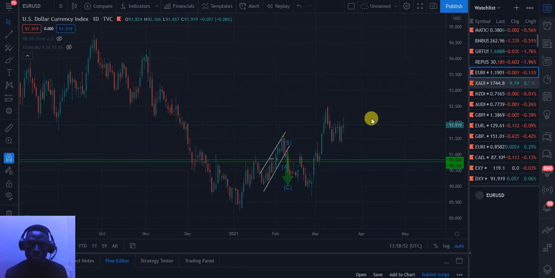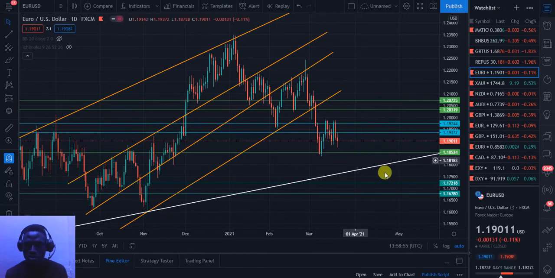So we start with the Euro USD. Last week we expected Euro USD to move up to this particular support level, then retest this level, then come down, then go up. But during this last week, the range was unable to break this particular resistance level, so it was getting a rejection from this level.